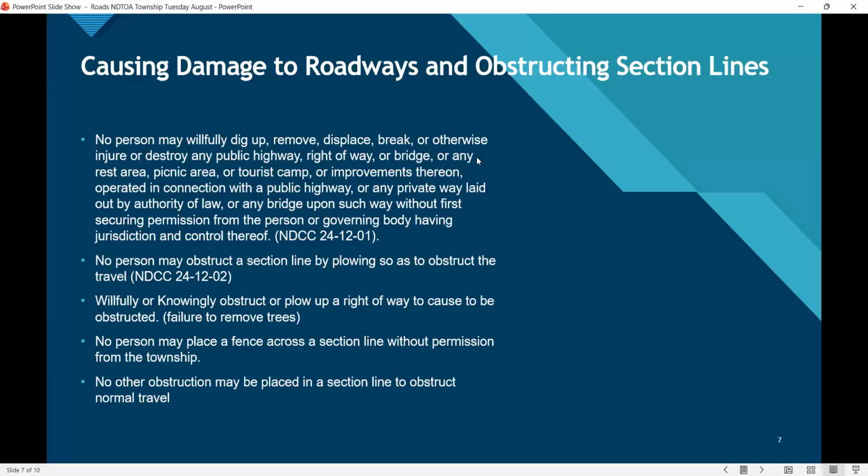When I was state's attorney in Nelson County, we had a couple families that fought all the time, and we did have a situation. I guess the next bullet point: no person may obstruct the section line by plowing so as to obstruct the travel. That's 24-1202. And that's the situation up in Nelson County when I was state's attorney there. We had families that feuded. And the one family would go in with a ripper every fall right before harvest, and it was usually wet, dig a section line up, and you couldn't travel it. The dirt clumps were the size of basketballs.